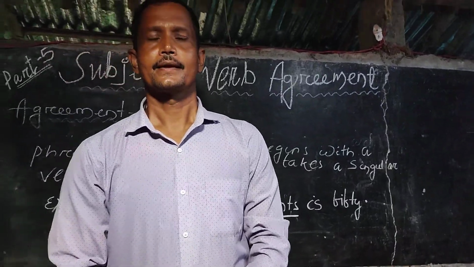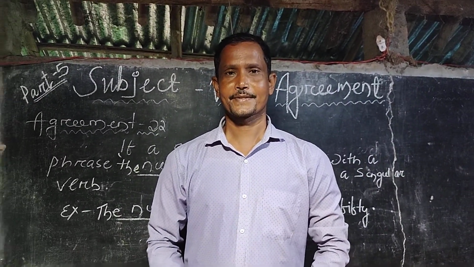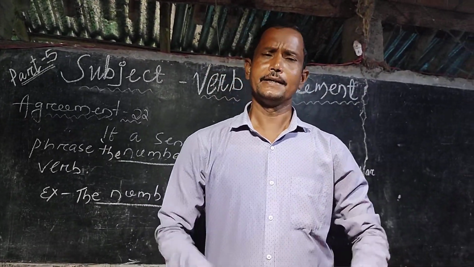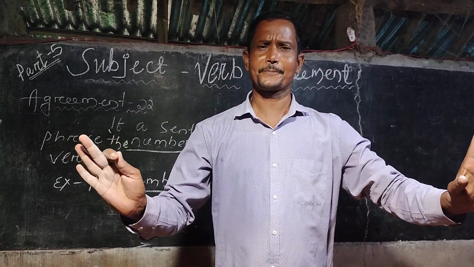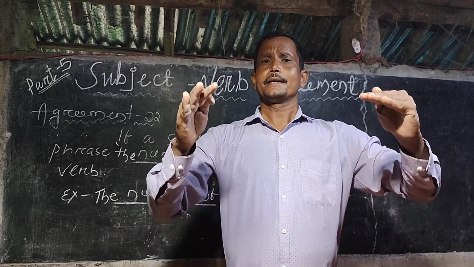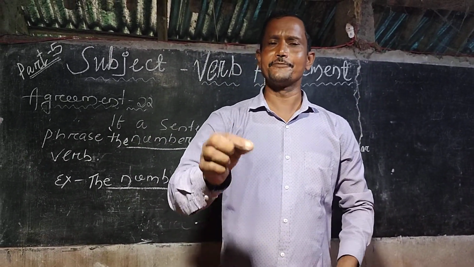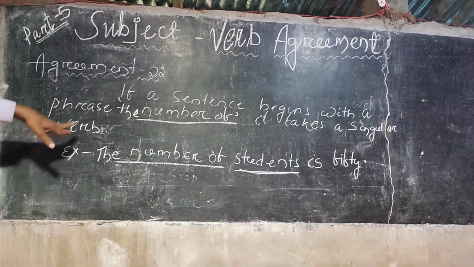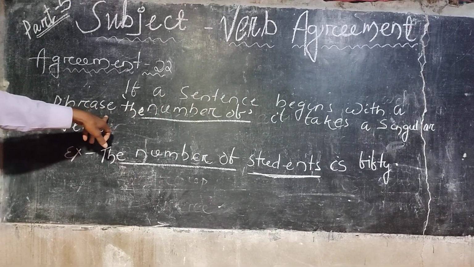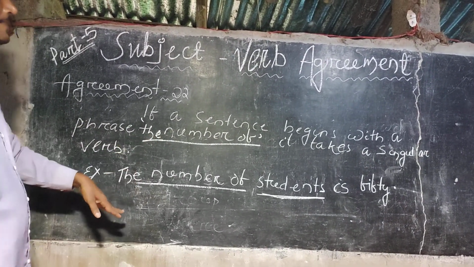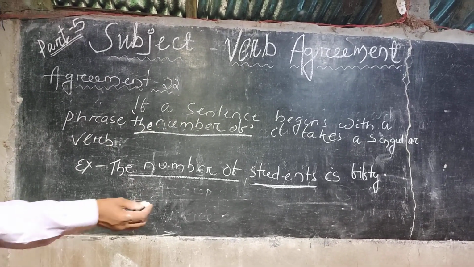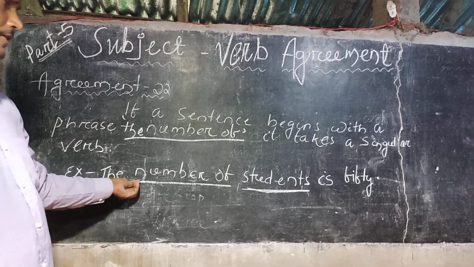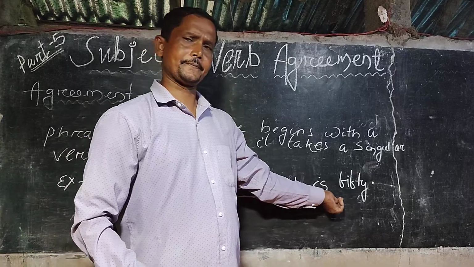Then agreement number 22. If a sentence begins with the phrase "the number of," it takes a singular verb. It is quite simple. If a subject begins with the phrase "the number of," it takes a singular verb. Give a look. Example: The number of students is 50.